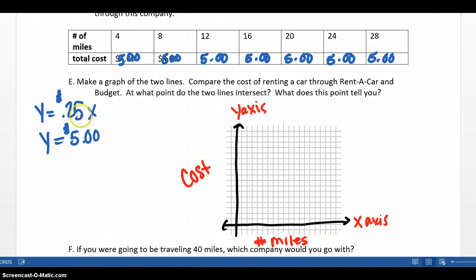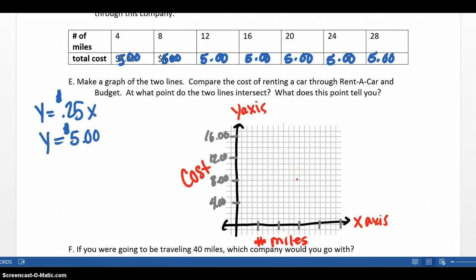And then I wrote the equation for the rent-a-car and the equation for the budget. So we're going to start by graphing the equation for the rent-a-car. So I'm going to mark off every fourth tick. 1, 2, 3, 4. 1, 2, 3, 4. 1, 2, 3. And again on the y-axis. This just helps keep me organized. So I'm going to keep my y-axis in steps of 1. So this is $1, $2, $3, $4. This is $8. This is $12. And this is $16. And then our miles. So this is 1 mile, 2 miles, 3 miles, 4, 8, 12, and so on.